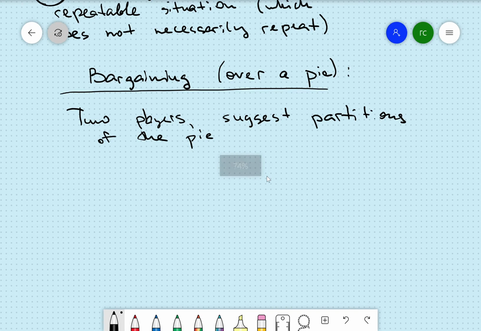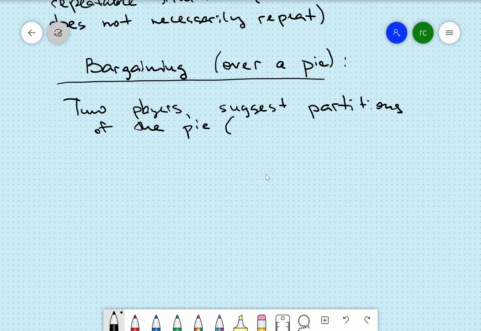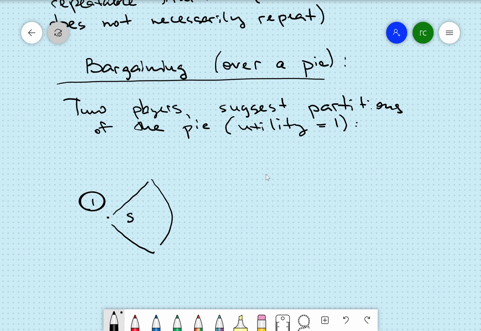This is what it looks like. So we'll assume that the whole pie gives them utility equal to 1, equal to unity. So if you get the whole pie, you get 1. If you get half the pie, you get half, etc. The first player who suggests her partition we will call first, right? So the first player suggests some partition, and this partition is just the first player's strategy in this game. So let's just say that it's S1, and it can be anything from 0 to 1.